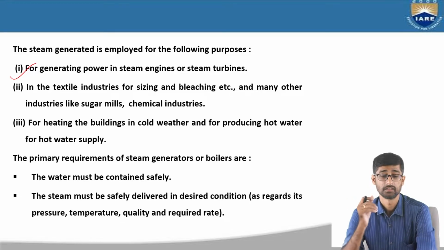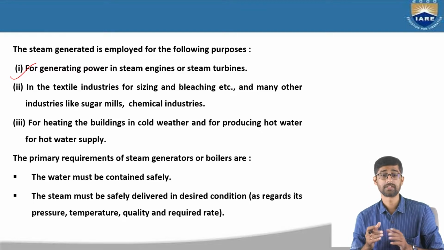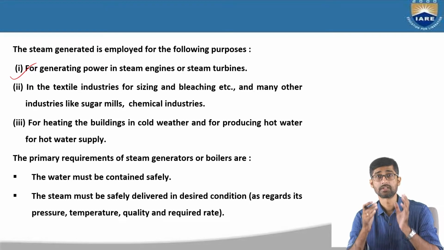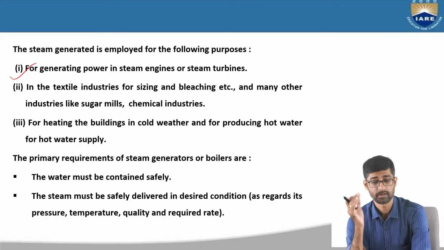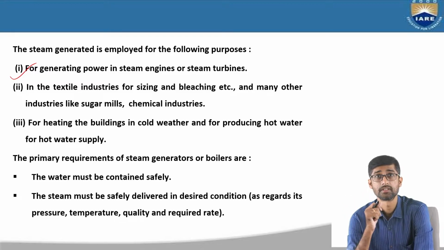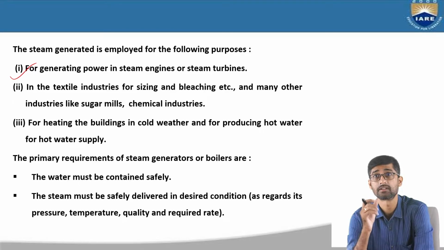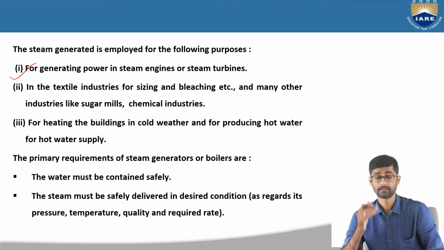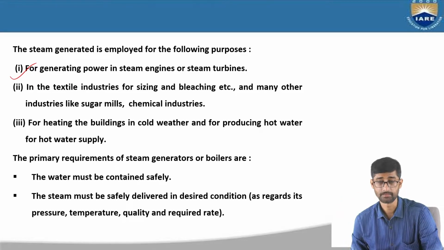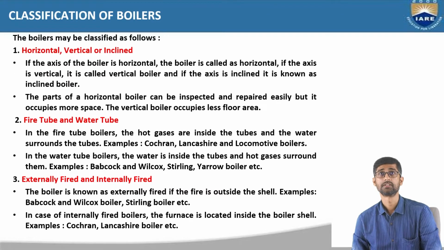The primary requirements of the steam generator or boilers are: what is the requirement? The first point is that the water must be contained safely, and the second is that the steam must be safely delivered in desired conditions. Desired conditions means with regard to the pressure, temperature, quality, and required rate. What is the steam generation rate? So this is the primary requirement of steam generators, steam boilers.